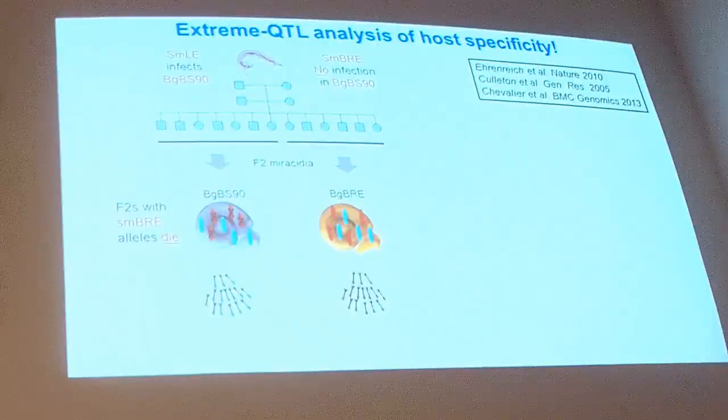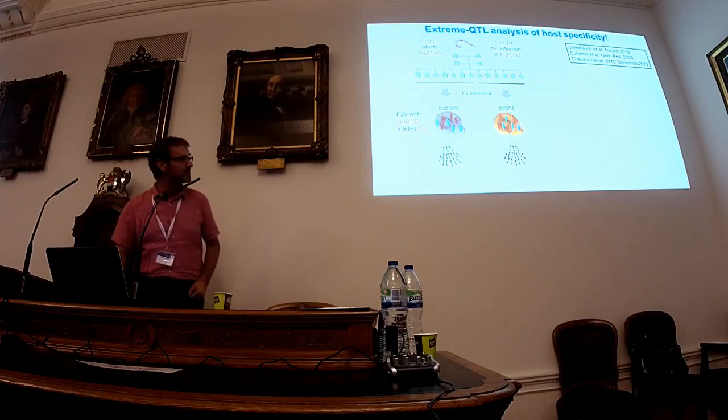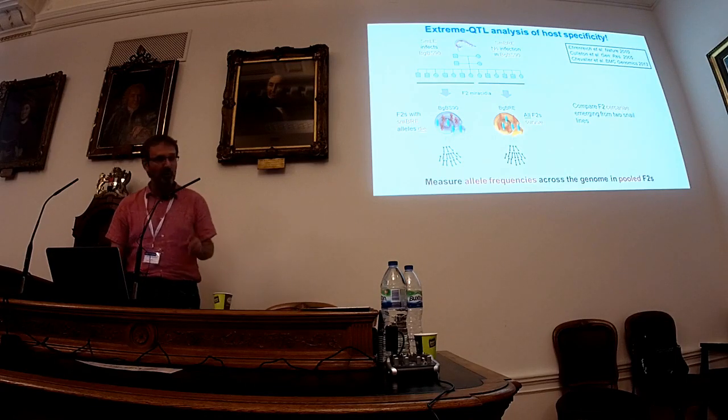So let me just talk you through this. So in this cross then, when we put our F2 progeny with all their shuffled genomes through BS90, many of those larvae will die and they won't emerge. BG Bray is permissive, all the parasites go through, and so we have a comparison and we can identify genome regions where we have enrichment of genes from the LE parent. And this is pooled sequencing, so we measure allele frequencies using read depth in our Illumina sequence.